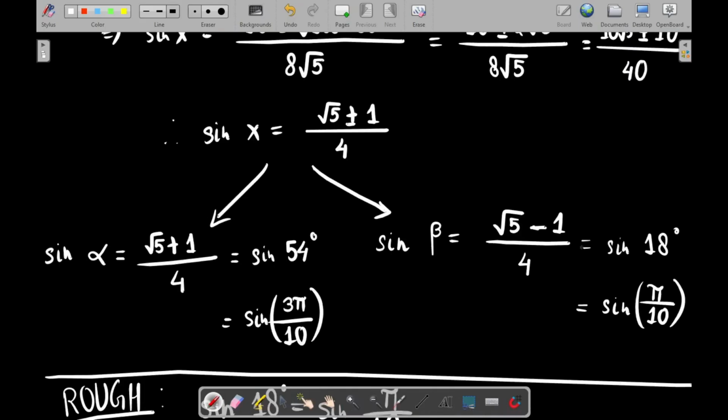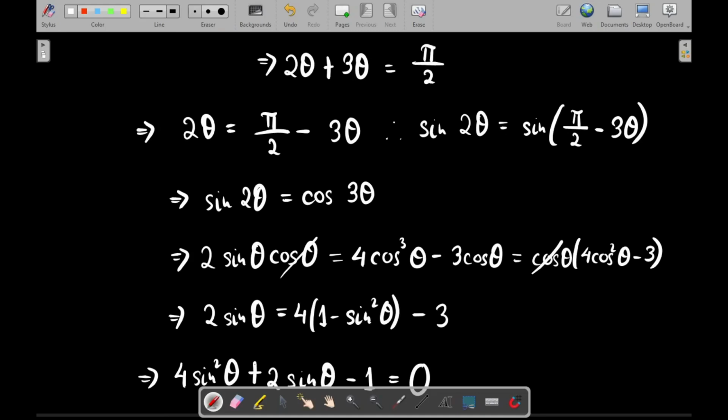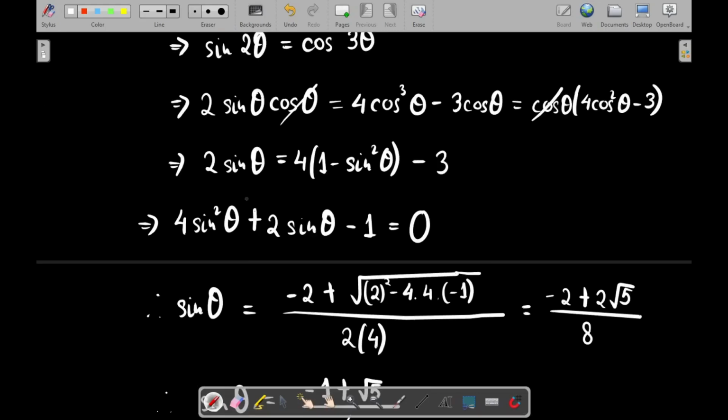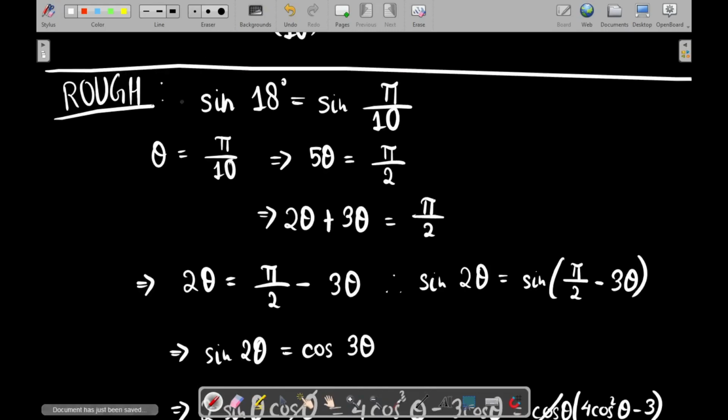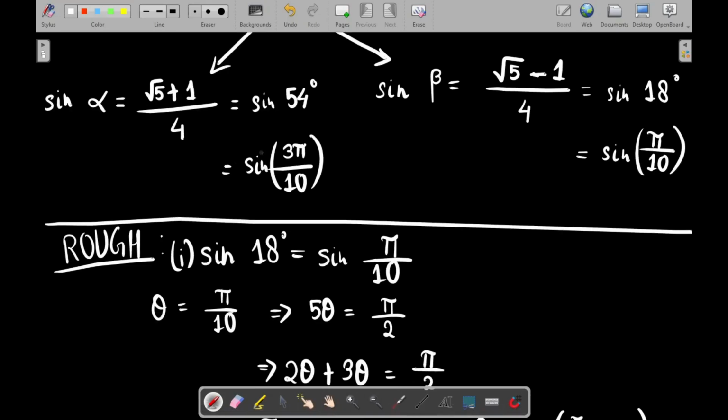So this was the value of sine 18 degree, that is sine pi by 10, right? This is the value of sine beta here. Now this is the value of sine 54 degree, sine alpha. So let us also find that one. This is the first part. Similarly, now we want to find the value of sine 54 degree.